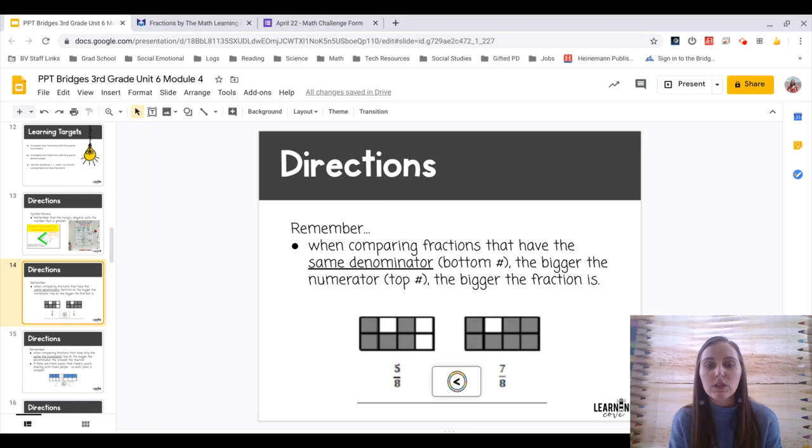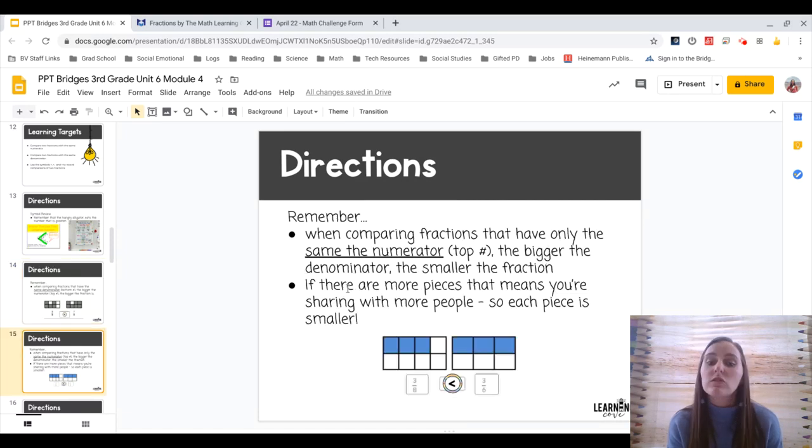Okay, real quick, let's do a review on comparing our fractions with the added use of our symbols. So remember that when you're comparing fractions like these two here that have the same denominator, or the bottom number, in this case they are both 8, we look at the numerator, or the top number, and we decide whichever one is bigger, that is the bigger fraction. So in this case, 7/8 is bigger than 5/8, so the hungry alligator eats the number that's greater.